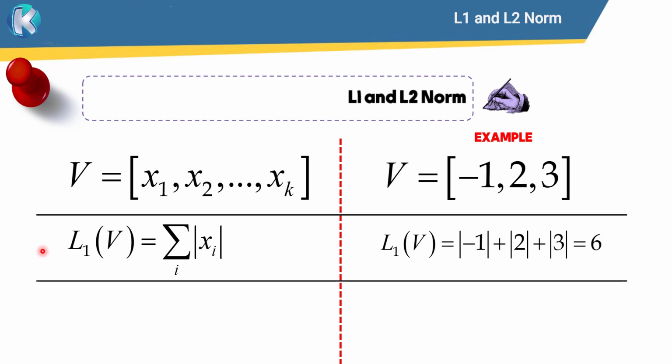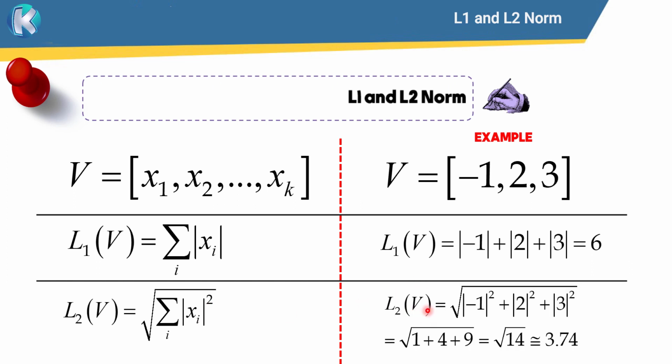And also, if you want to calculate the L2 norm of vector v, we should calculate the square root of the summation of the absolute value of xi to the power of 2. For example, in this example, it is equal to the square root of the absolute value of -1 to the power of 2 plus the absolute value of 2 to the power of 2 plus the absolute value of 3 to the power of 2, which you can see that it is approximately equal to 3.74.